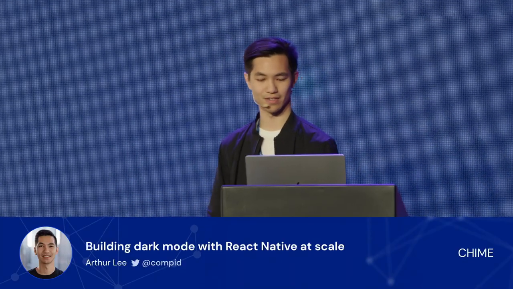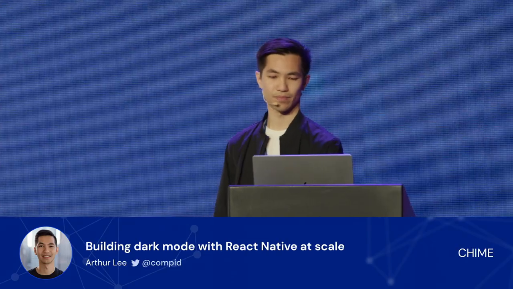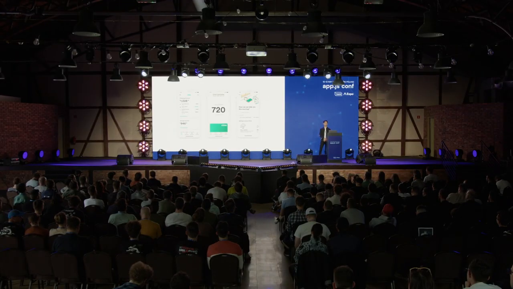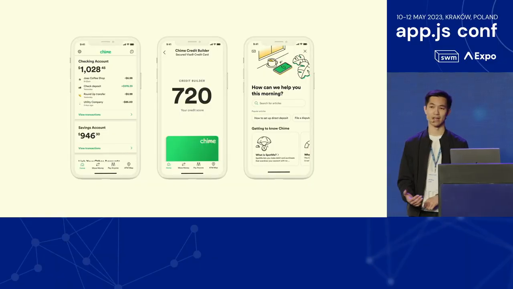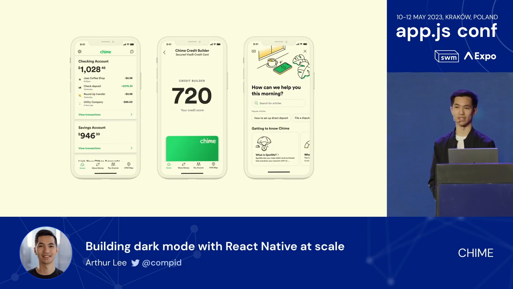So today we're going to talk about building dark mode at scale with React Native, of course. I'm Arthur, and I'm a software engineer at Chime. Chime is a US-based fintech company, and we provide banking services to millions of people in the US. And in fact, we're one of the top most downloaded financial apps within the US in the last few years.